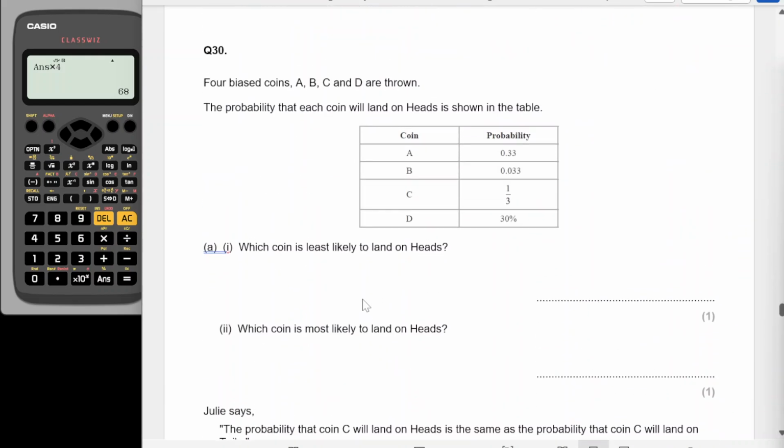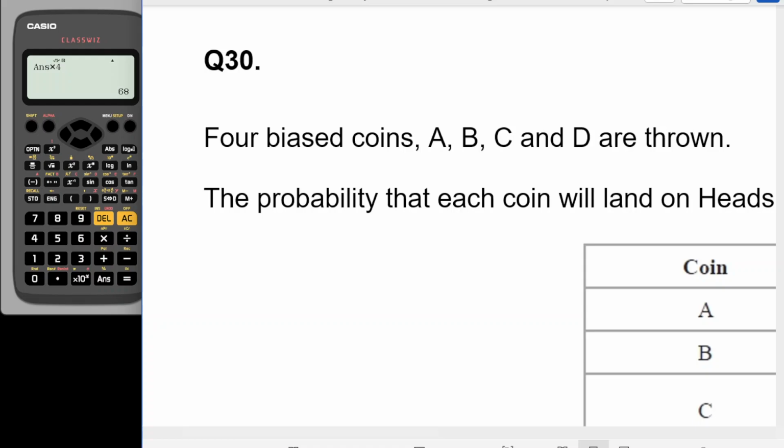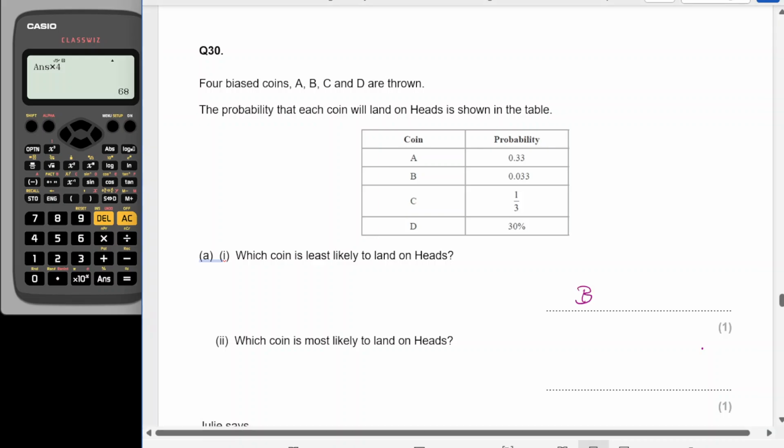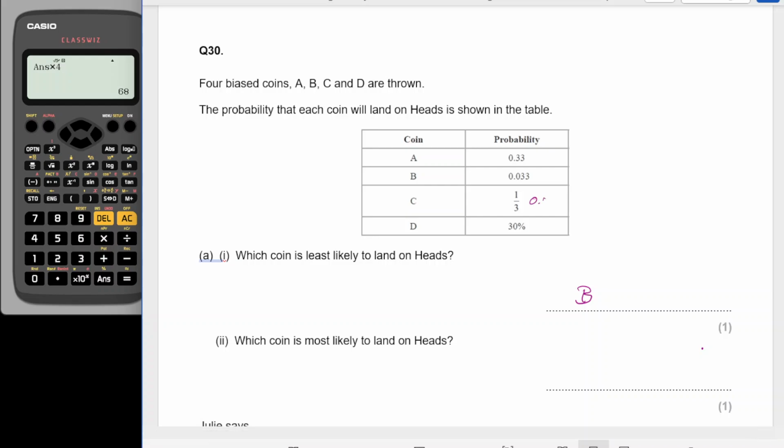Question 30. 4 biased coins A, B, C, and D are thrown. Which coin is least likely to land on heads? So I think it is going to be coin B. So this one has the smallest probability. Which coin is most likely to land on heads? So this would be 0.3 recurring, which is actually bigger than 0.33. So that would be coin C.